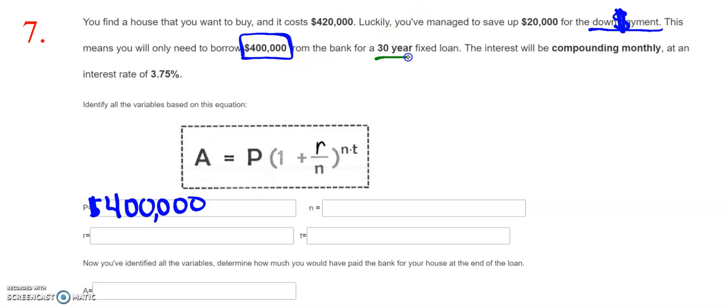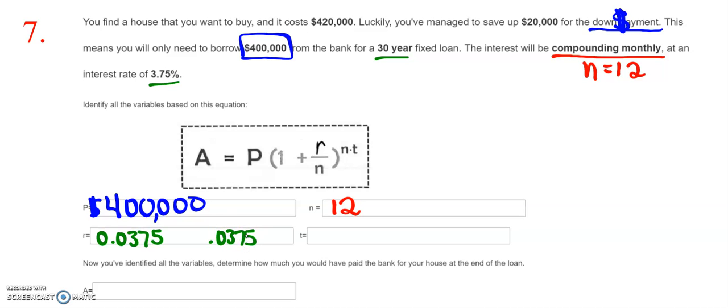We are borrowing for 30 years. The interest will be compounding monthly, so right away that should be n is equal to 12. And our interest rate is 3.75, so r, when we divide that by 100 or move the decimal over, is 0.0375. And then t, how much time are we borrowing the money for? Our time is going to be 30 years. Now that we've identified all the variables, determine how much you would have paid the bank for your house at the end of the loan.